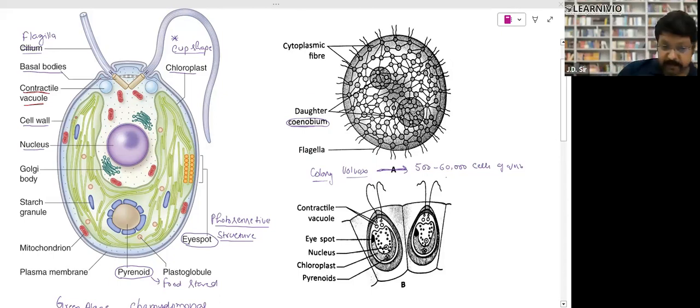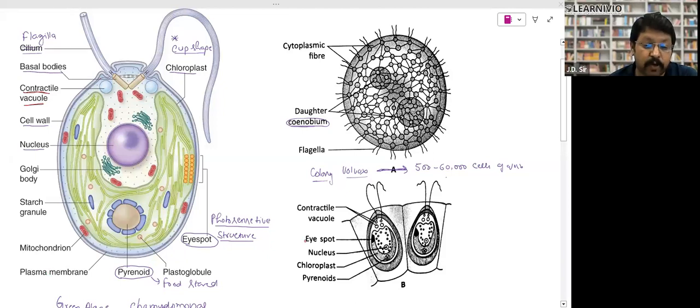Fine. Okay, so come to here. This is the flagella, and there is a basal body. The basal body is the root from where the flagella originate, the origination point of the flagella. This is the contractile vacuole. I have told you that this is for the removal of the wastewater. Cell wall, which is made up of cellulose. They have a large prominent nucleus. They have the Golgi body. They have the starch granule. They have the mitochondria for energy production. They have plasma membrane, meaning the second covering.